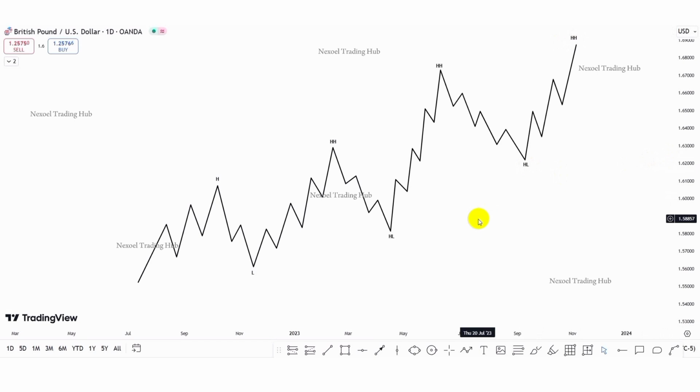The market is fractal in nature. What I mean by fractal is that you see structure in all time frames. You see structure in the higher time frame, and you also see structure in lower time frames. So please understand the identification of your structure.